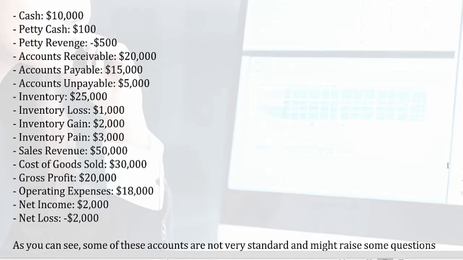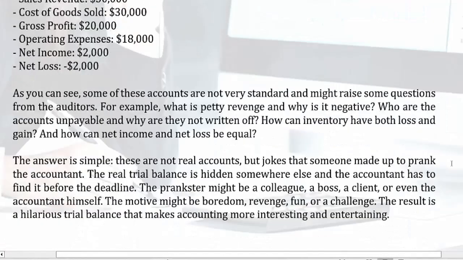Inventory gain, $2,000. Inventory pain, $3,000. Sales revenue, $50,000. Cost of goods sold, $30,000. Gross profit, $20,000. Operating expenses, $18,000. Net income, $2,000. Net loss, minus $2,000.